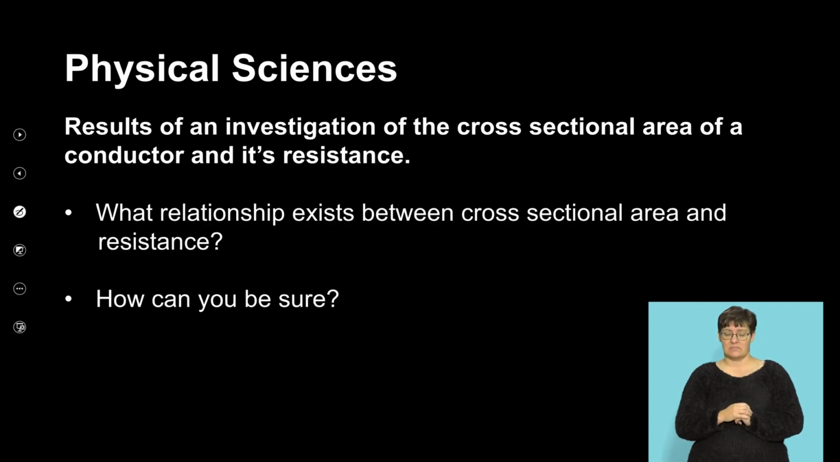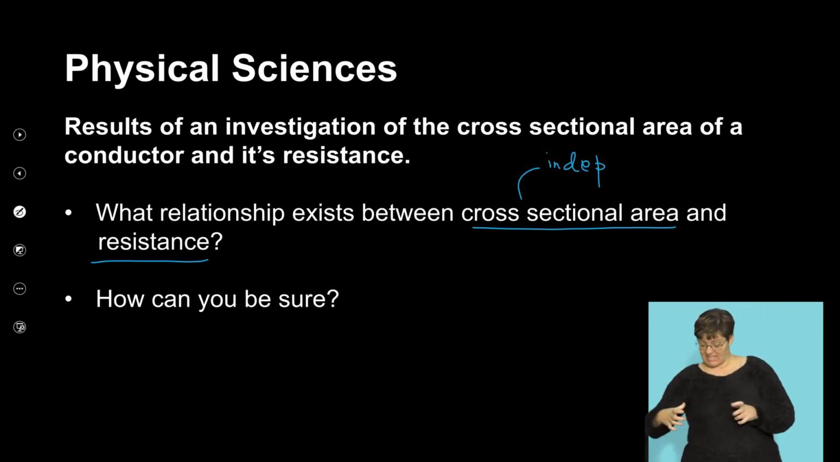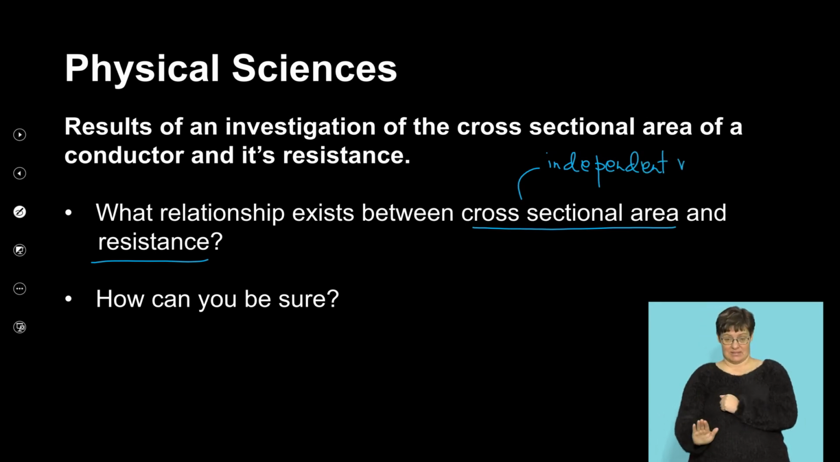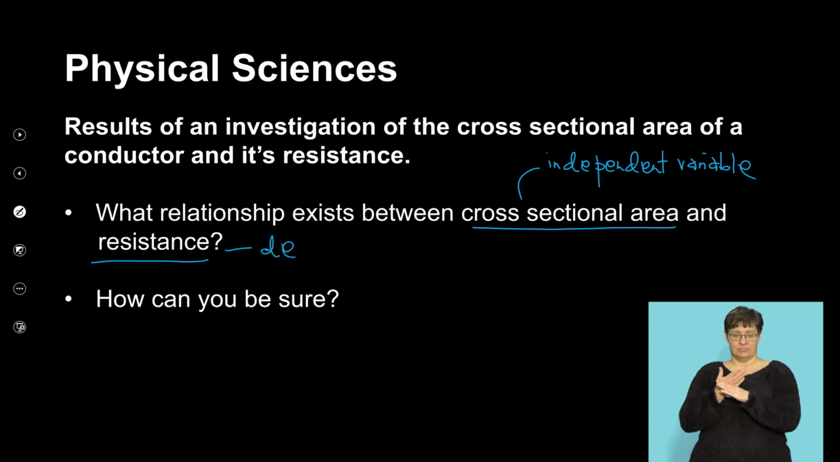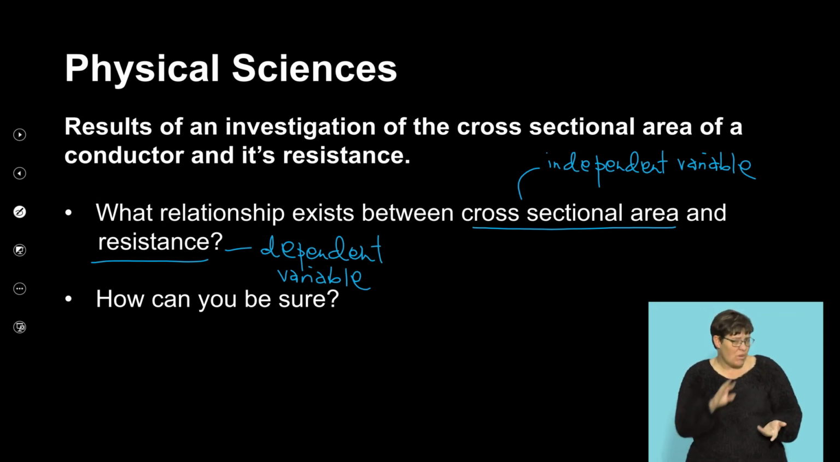Now the question that we're asking ourselves is, what relationship exists between cross-sectional area and resistance? So this is our independent variable, and our dependent variable is resistance. So resistance is a dependent variable. Now if there is such a relationship that exists between these two quantities, how can we be sure that the relationship does exist? These are the big questions that we want to ask ourselves.